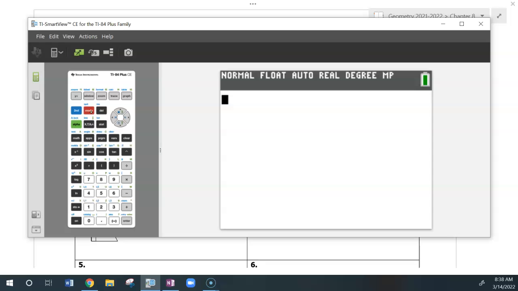So let's quit out of this, and see, now it says degree. Another way to check this is to go tangent of 45. Your answer should be 1. So if you have tangent of 45 equals 1, you're good to go. Your calculator is in degree mode.